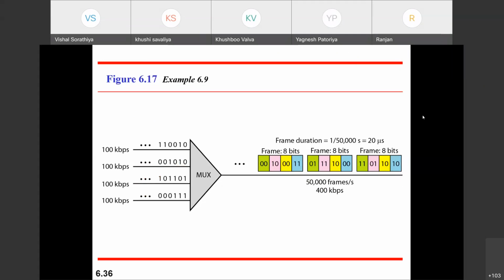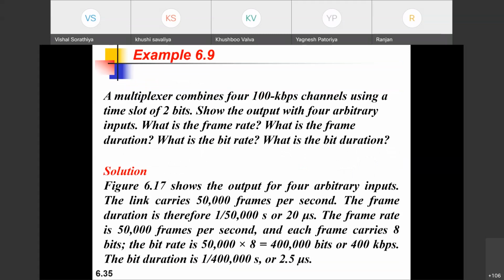Okay, chalo. So I can say over here that let's say there is 100 kbps speed, and the frame duration, whatever the output frame duration is going to be, is 1 divided by 50,000 seconds. Overall one frame duration is going to be 20 microseconds. And how all this stuff comes, it comes from this equation or from this particular question.